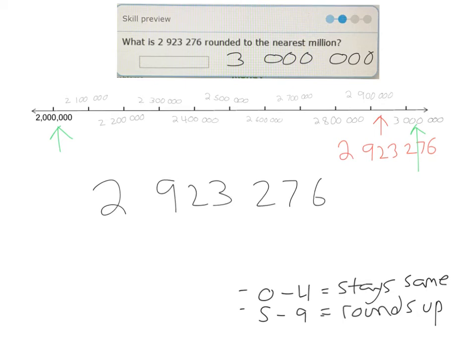It says, first we're going to underline the nearest million. So it wants us to find the million. We're going to circle the digit to the right. We're going to check, is that digit between 0 and 4, 5 and 7? It's between 5 and 7. So what's 1 higher than 2? 2 is going to go up to 3, and everything else is going to change to 0. So according to our rule, our answer is 3 million, and according to our number line, it's visibly closer.